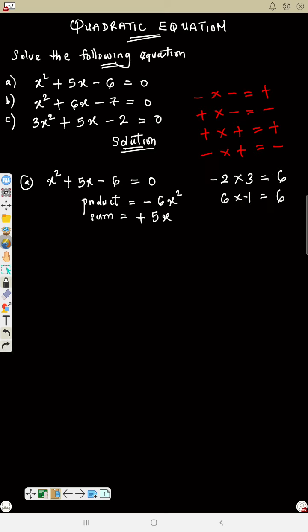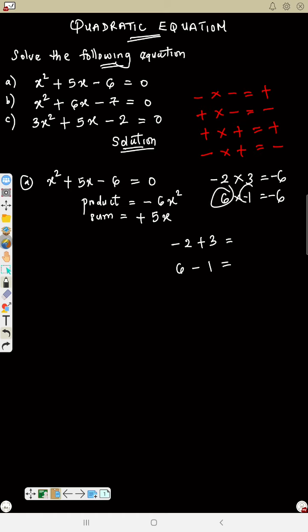What numbers will give you 6? 2 times 3, 6 times 1. Now put minus in the smallest number. Minus 2 times 3 is minus 6, because minus times plus is minus. Now 6 times minus 1 is also minus 6. That means I have achieved minus 6. Now which of these two pairs will give me plus 5? So minus 2 plus 3 is equal to what? Then 6 minus 1 is equal to what? According to all this.